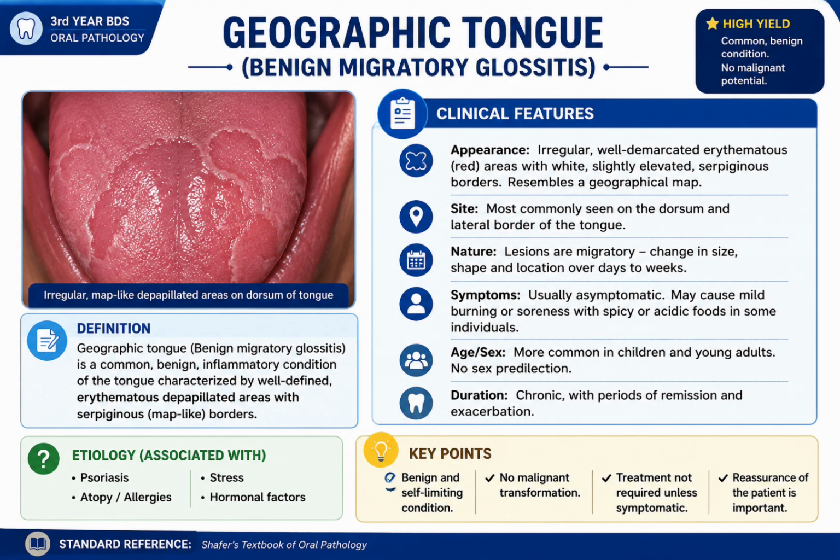One thing I forgot to mention is that the fissured tongue is also called the scrotal tongue and the plicated tongue. So you should mention this point also while you are making the notes.